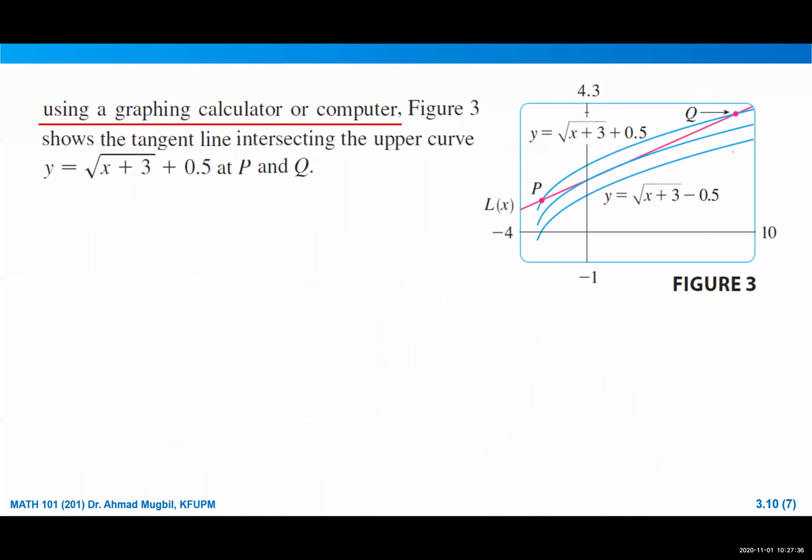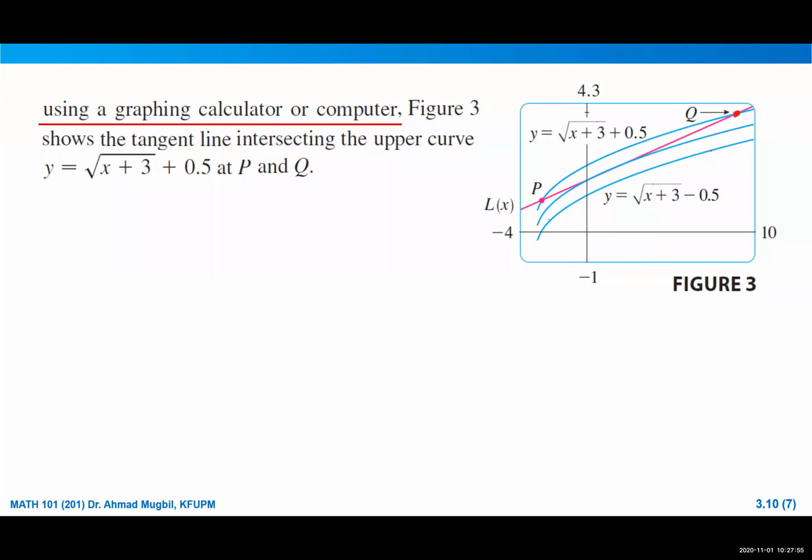So these are the 3 graphs, ya shabab. This is minus 0.5. This is the without. This is square root of x plus 3 as it is. This is plus 0.5. And the red one is the line. Now, we want the line to be between this value and this value.